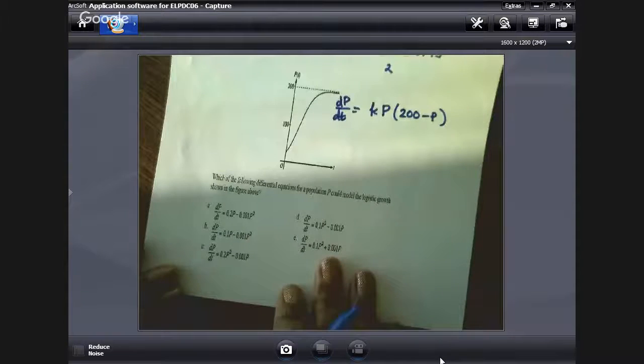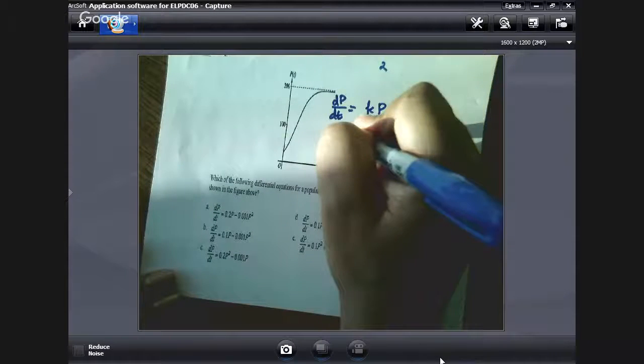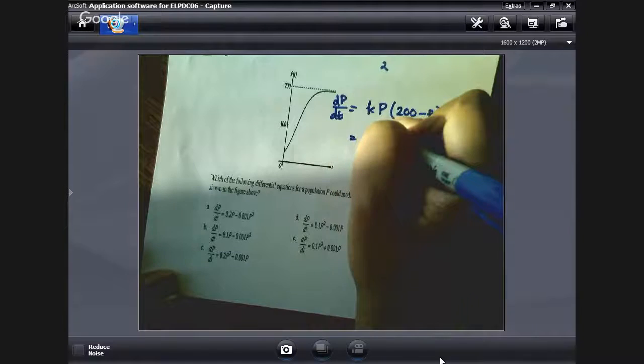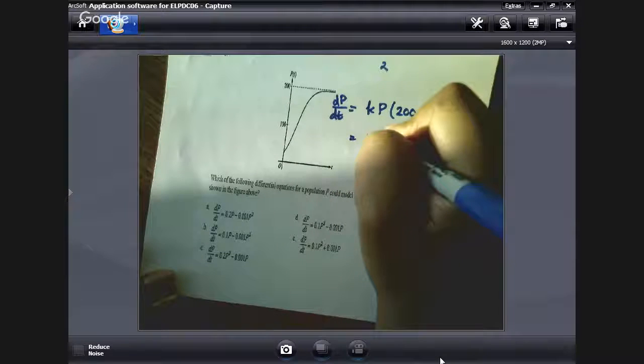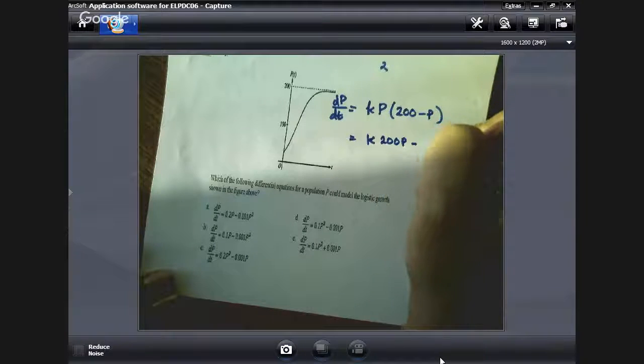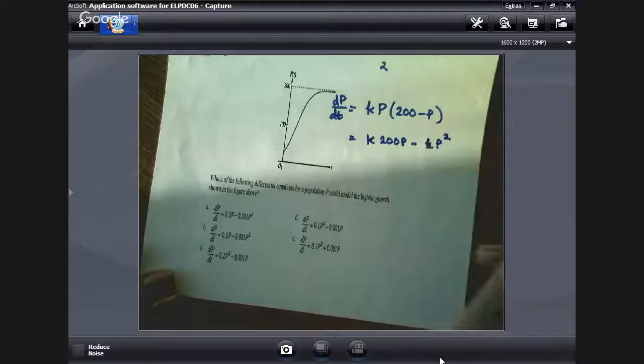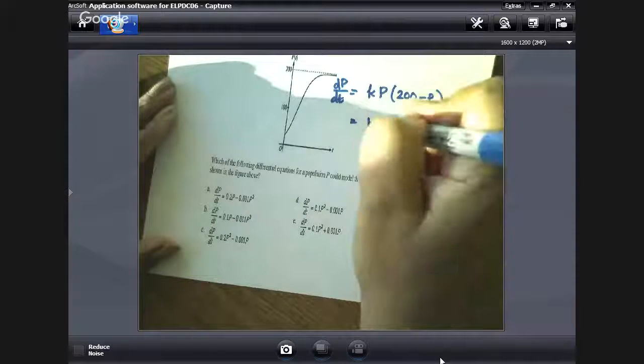I look down here and notice that, well, these are actually multiplied out, so that's not a big deal. I can multiply this out: k times 200P minus kP squared. So I'm going to look for something in that form.